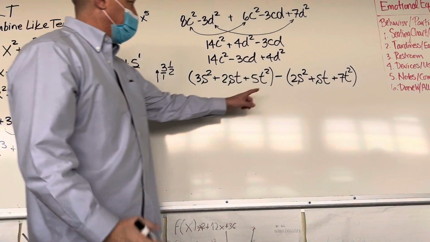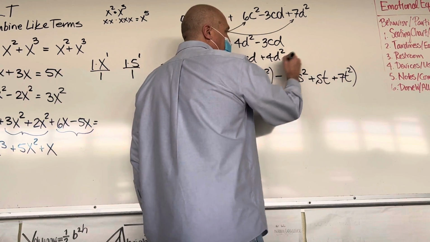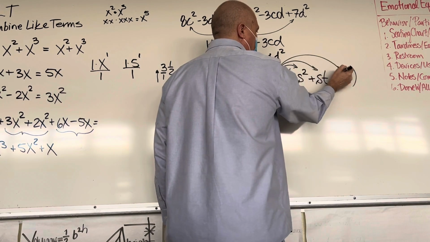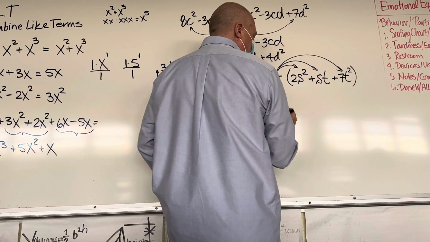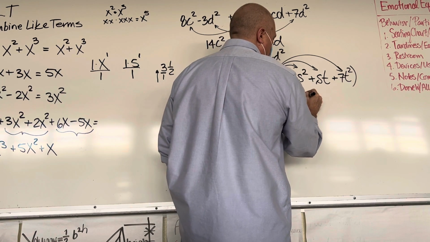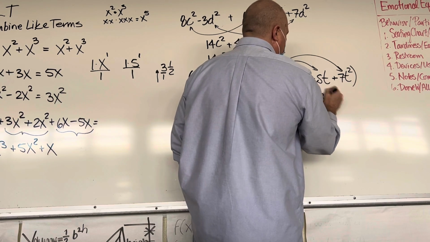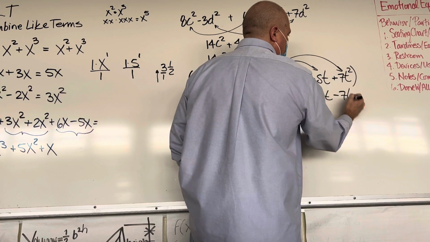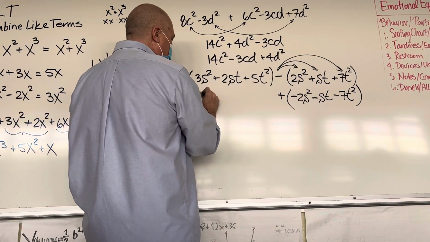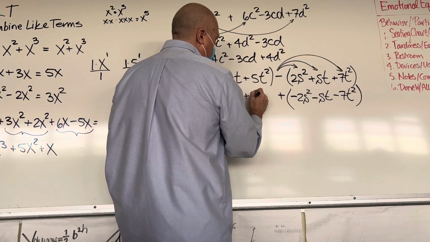So here, because there's a minus sign in front of a parentheses, this is like saying minus 1 times everything in this, distributed. So this has to be distributed across this statement. And it's like saying plus, the minus goes here. So minus 1 times this would make this minus 2s squared. The minus here would be minus st. The minus here would be minus 7t squared. And now it's back to a plus statement, where we can effectively remove the parentheses again.